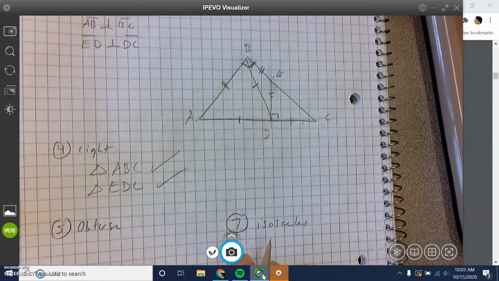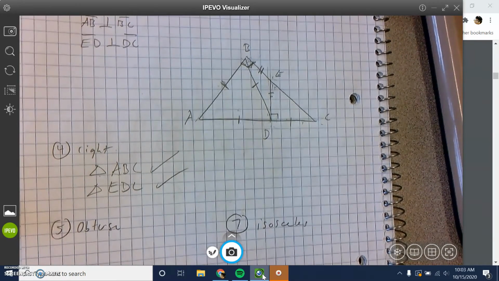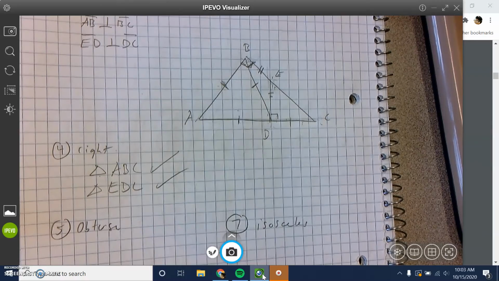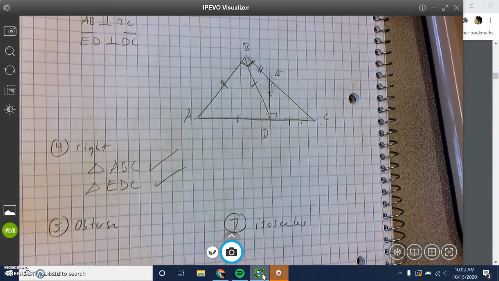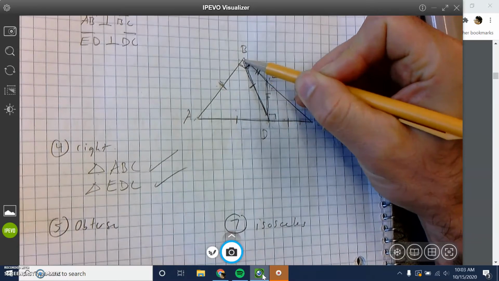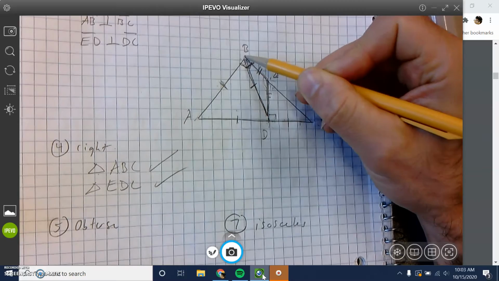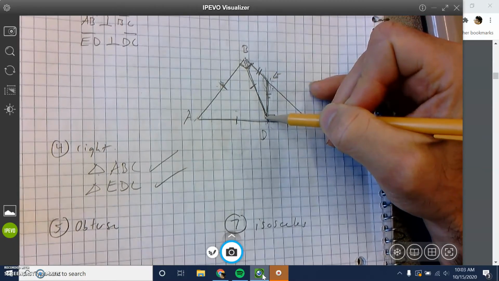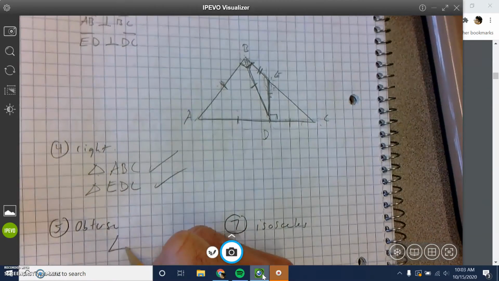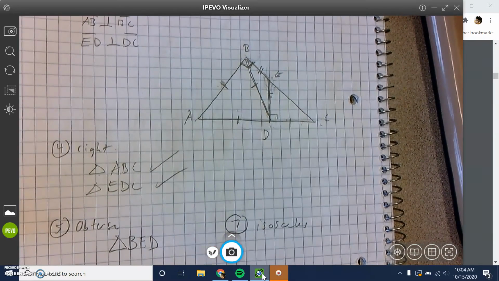All right, obtuse. So I need obtuse. Do you see any obtuse triangles? So I'm looking for obtuse angles. I see 2. Check it out. So one is this right angle right here. This triangle. Look at me trace it. So this is an obtuse angle right here. So BED, that triangle is obtuse.